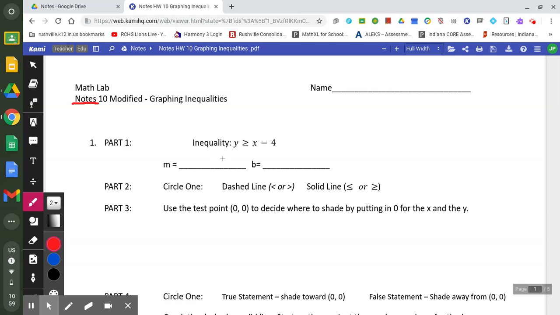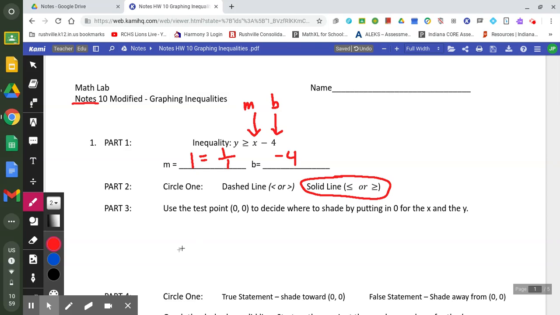I need to find the m, which is the number before the x, and the number here at the end is the b. So my m is 1, and since I'm going to be graphing, I want to write that as 1 over 1. And then my b is -4. Because my sign is a greater than or equal to, when I draw my line, it will be a solid line.